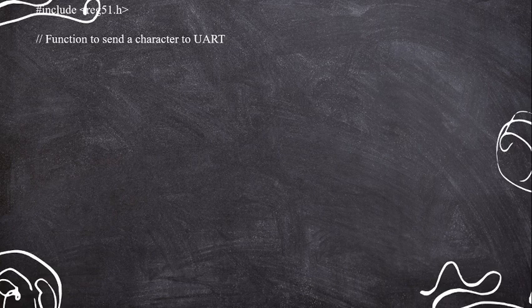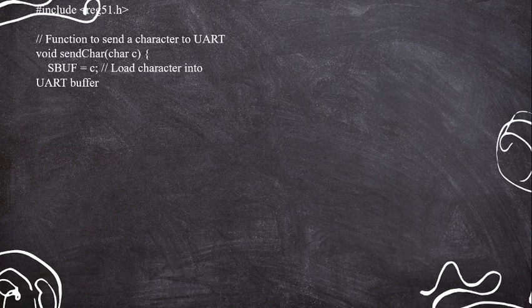Next, let us look at the program. Include reg51.h. First, the function to send a character to the UART. We have written a function as sendChar, and we are passing a variable char_c. This function reads the character which has to be transmitted, and this character is written into the SBUF. Here, c is not the character C, but the data that has to be transmitted.